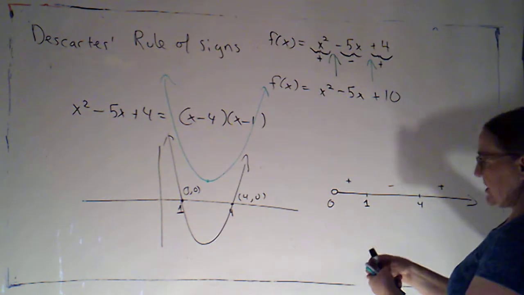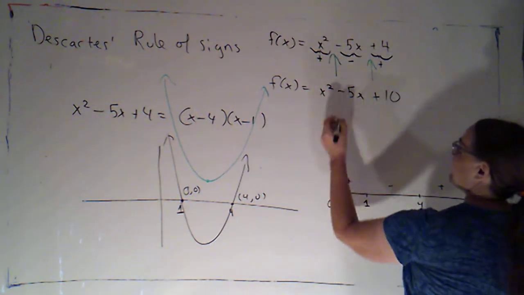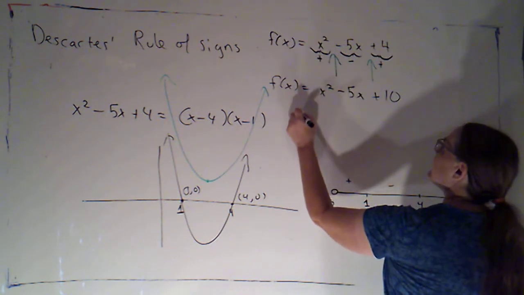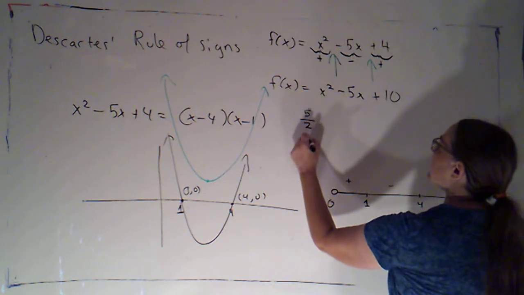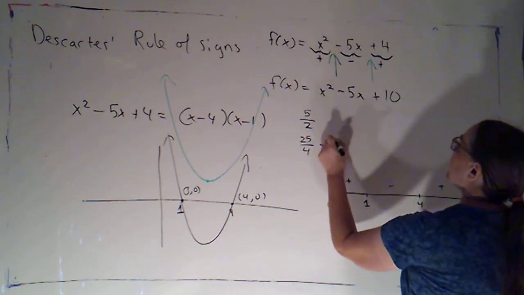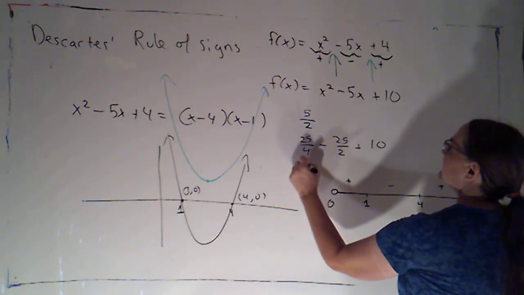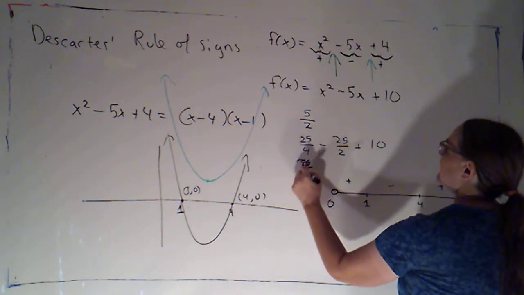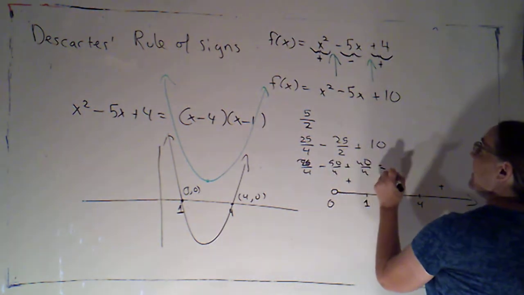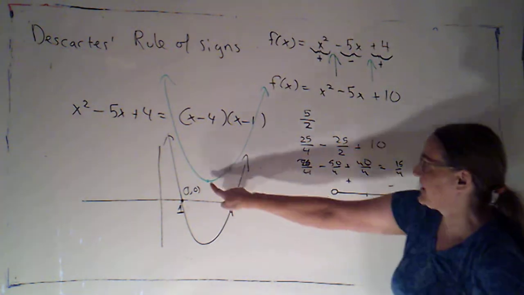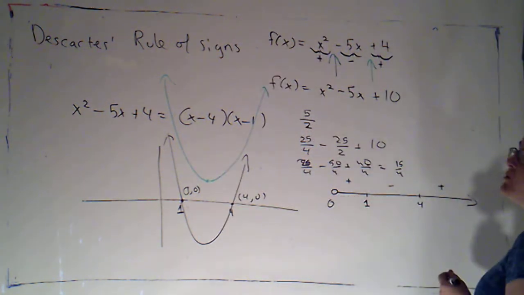And let's actually just double check that that does happen. If I were to calculate the vertex here, the x value of the vertex would be at 5 halves. The y value would be at 25 fourths minus 25 halves plus 10. That's 25 fourths minus 50 fourths plus 40 fourths. Yep, that's 15 fourths. That vertex is up here and it's opening up, so we've got no zeros.